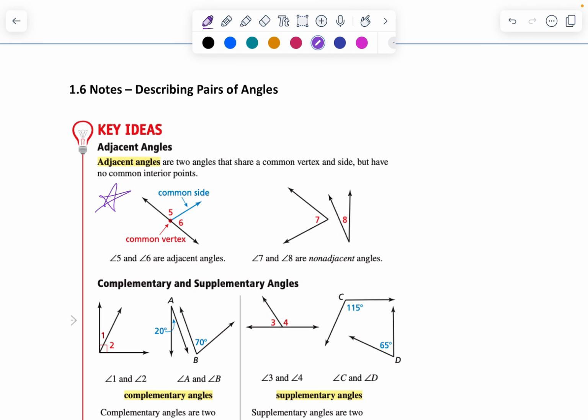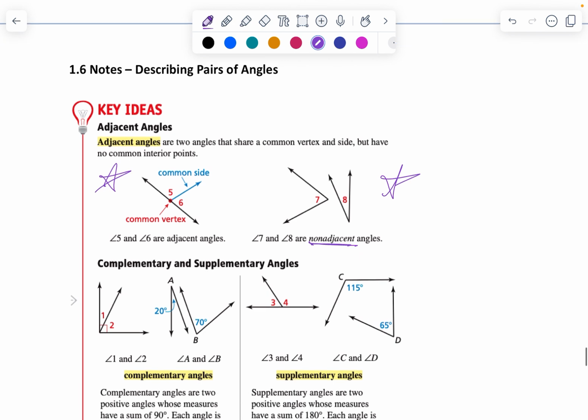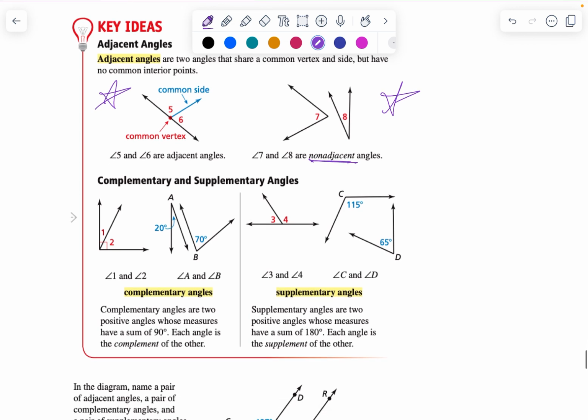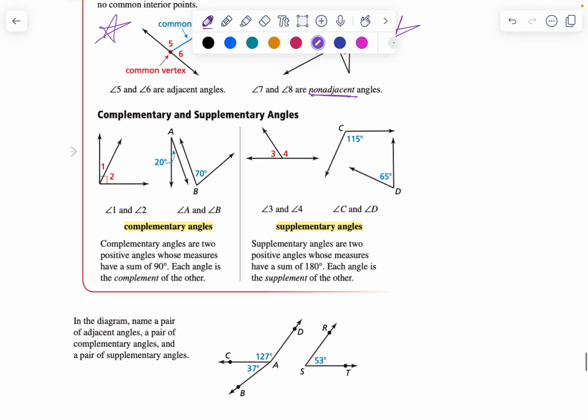And now we can say we call them adjacent angles when they're next to each other like that. Notice these are not adjacent, angles 7 and 8, because they are not next to each other, right? They don't share a common vertex and side. So adjacent angles, that's one term we're learning.